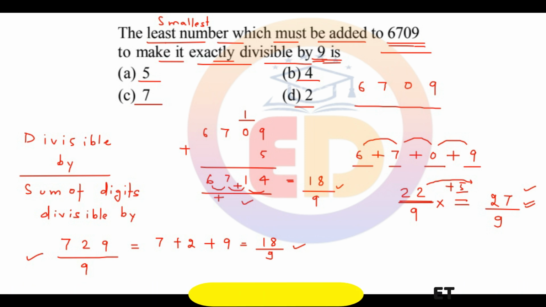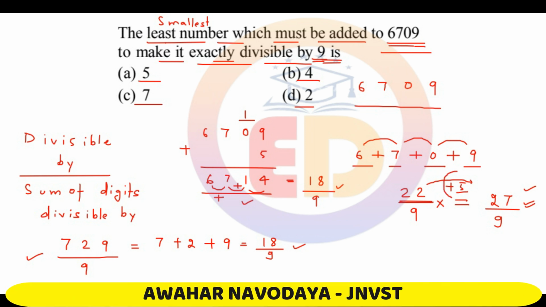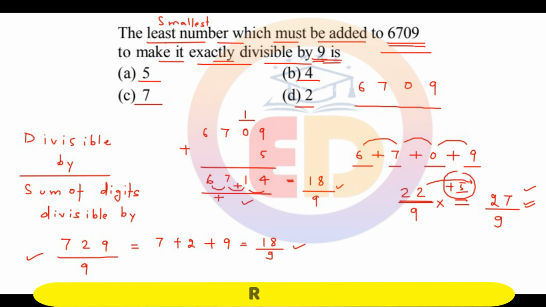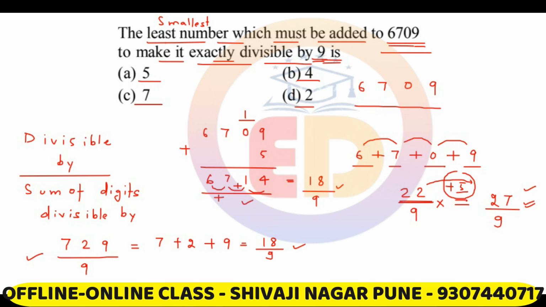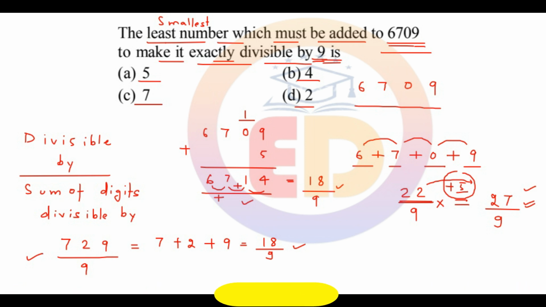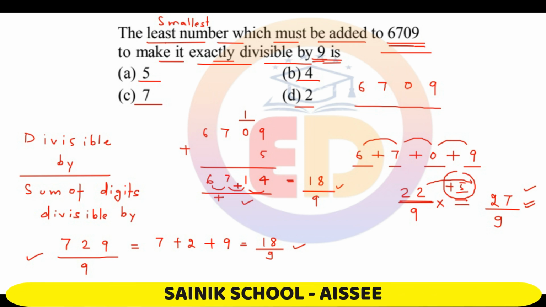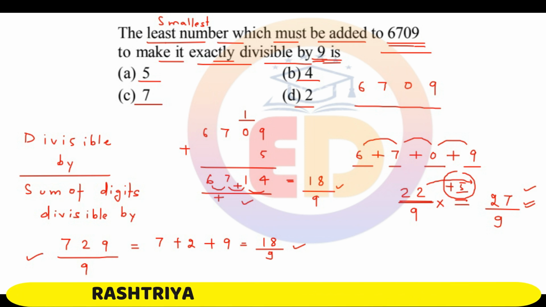22 को अगर 27 बनाना है तो हमें इसमें 5 ऐड करना है, और इसमें 5 ऐड करते ही इसका सम ऑफ द डिजिट्स जो है वो 27 हो जाएगा और ये 9 से डिविजिबल हो जाएगा. हमने इसी के लिए 6709 में 5 ऐड किया, ये नंबर बन गया 6714, जिसका डिजिट का सम 18 आ गया. It is divisible by 9, so this number is completely divisible by 9.